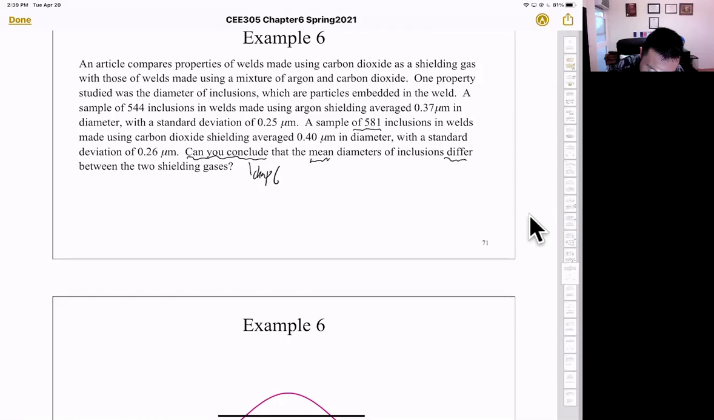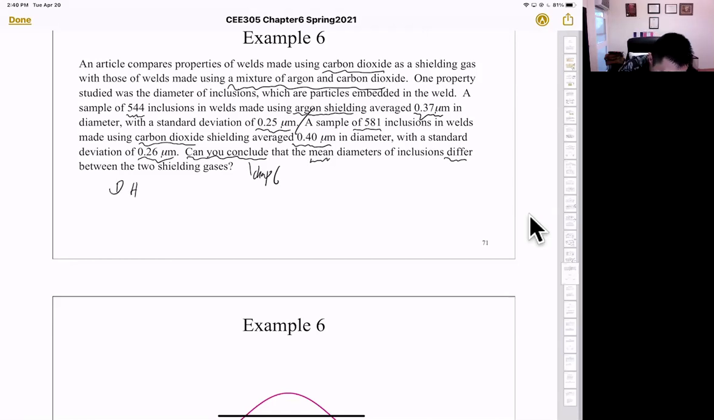So two types of shielding gas. One is carbon dioxide, another one is a mixture. One property studied was the diameter of inclusions, which are particles embedded in the welds. A sample of 544 inclusions using argon shielding gas had an average of this many micrometers in diameter and a standard deviation of this. Another sample of 581 using carbon dioxide shielding gas has another average with another standard deviation. So that's the difference between two means.